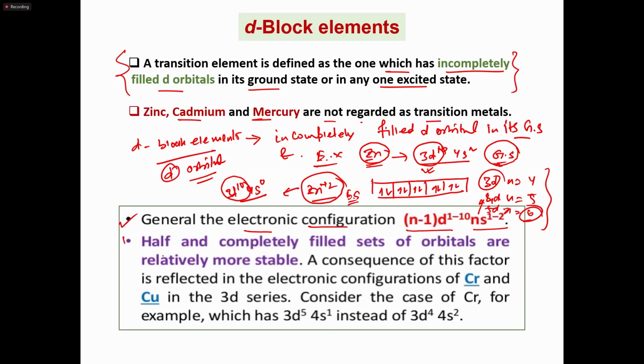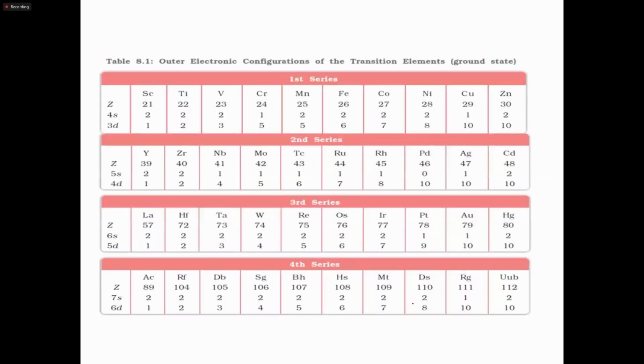And there is another comment: half-filled and completely filled states of these orbitals are relatively more stable. A consequence of this factor is reflected in the electronic configuration for the chromium case and the copper case in the 3d series. Consider the case of chromium: the electronic configuration will be 3d5 4s1 instead of 3d4 4s2. What is the reason for that?